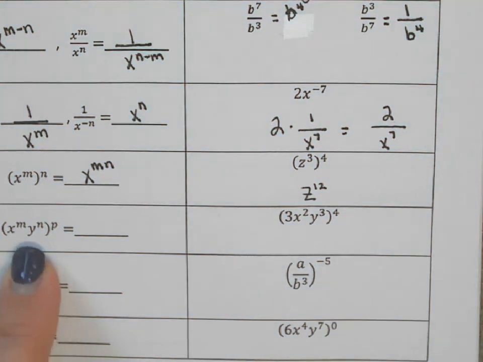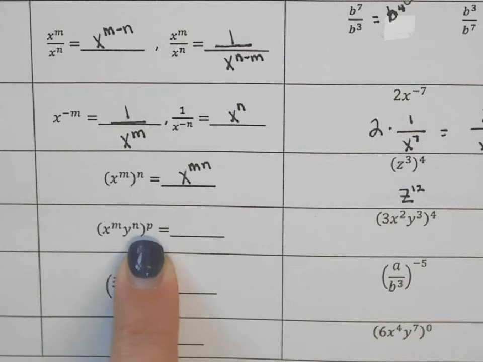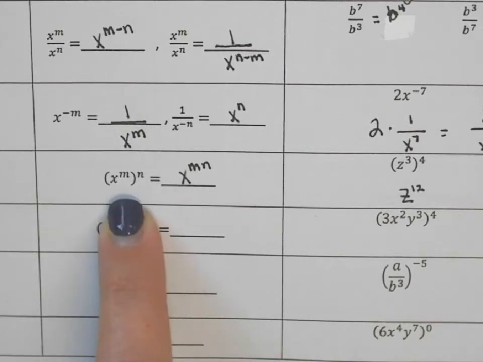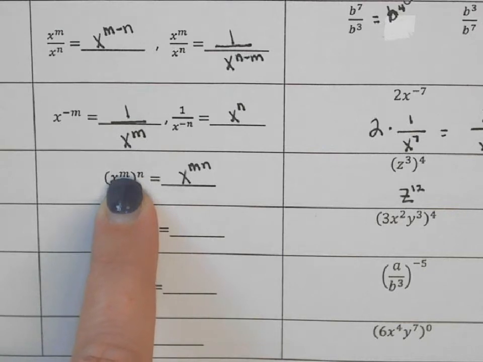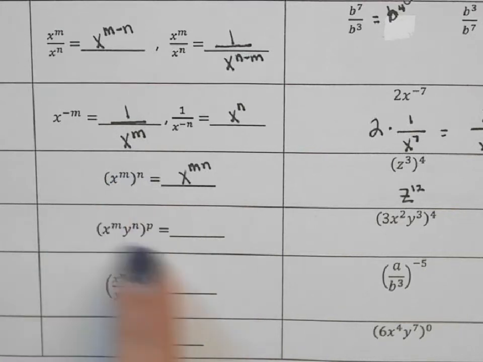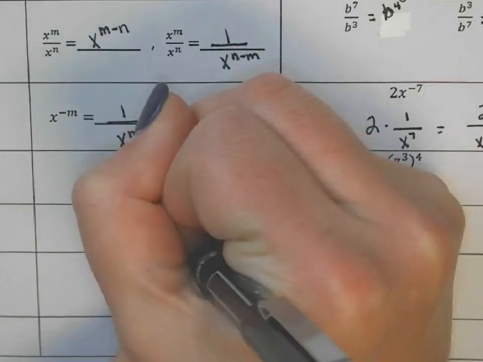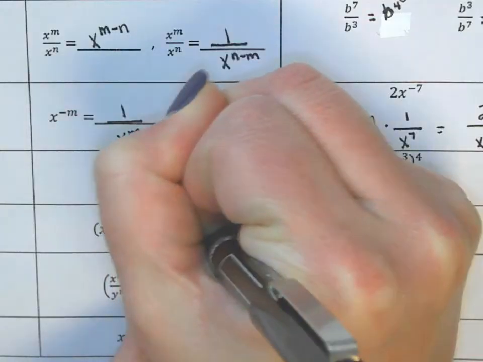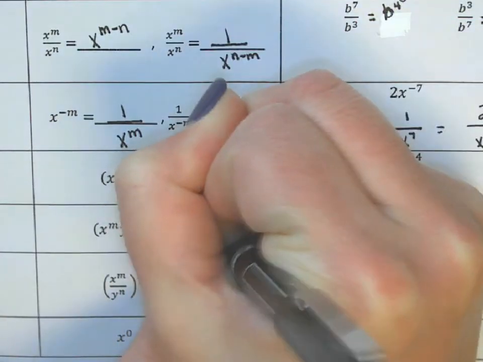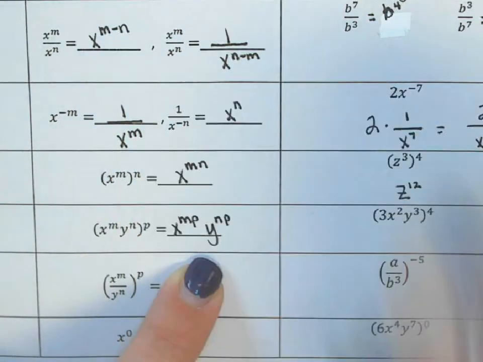If you have a product in those parentheses, the product is the same as this one here. It's just that that n gets multiplied to not only one exponent, but both exponents in there. So in this case, it would be p. So p gets multiplied to both the m and the n on the inside. X to the m times p times y to the n times p.